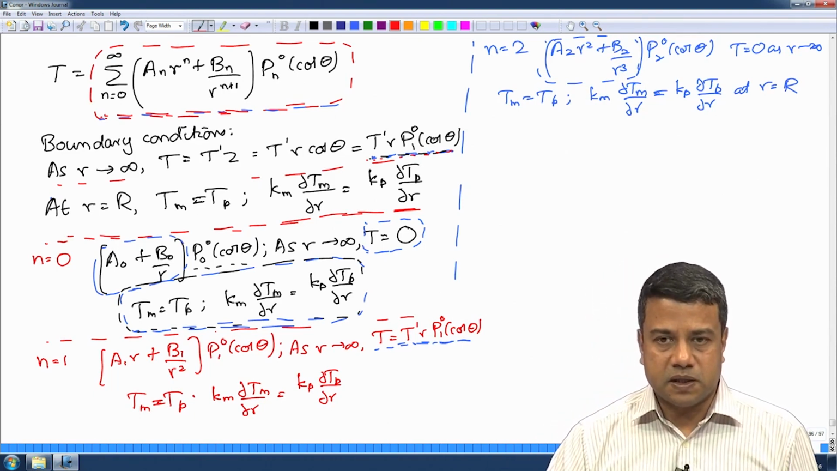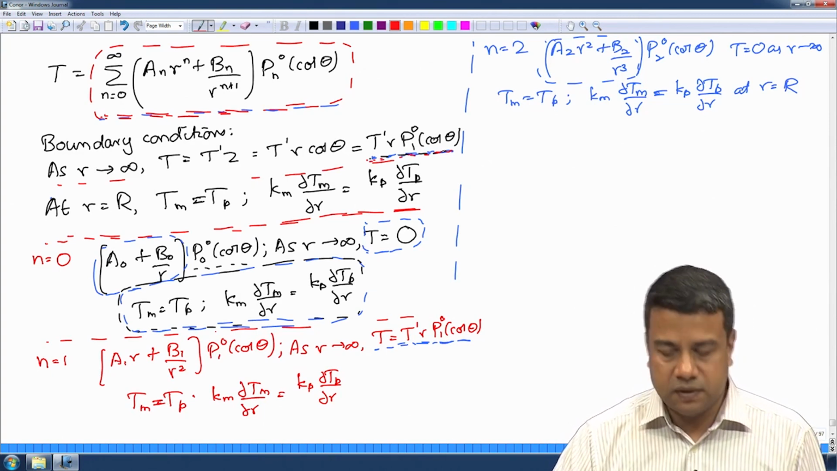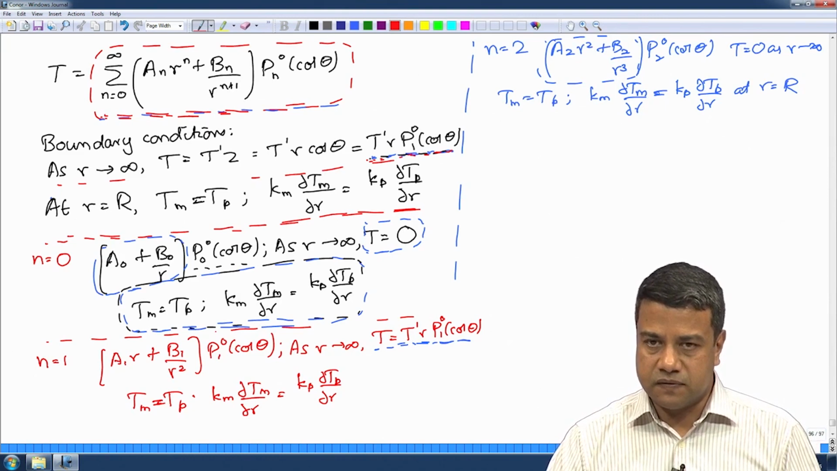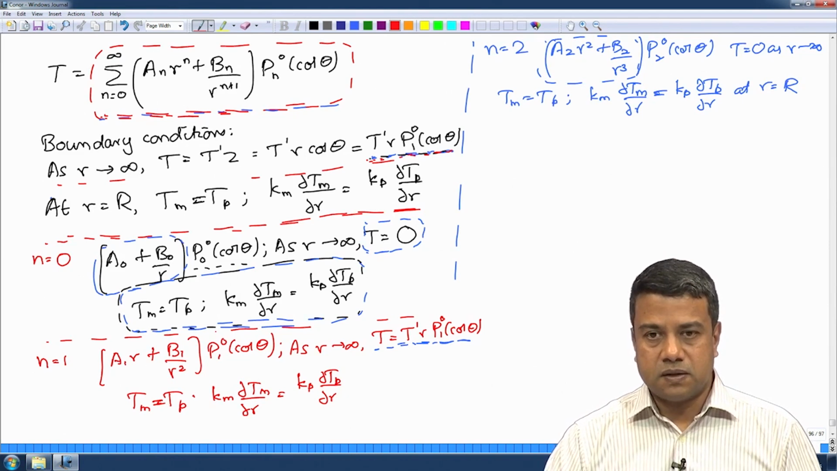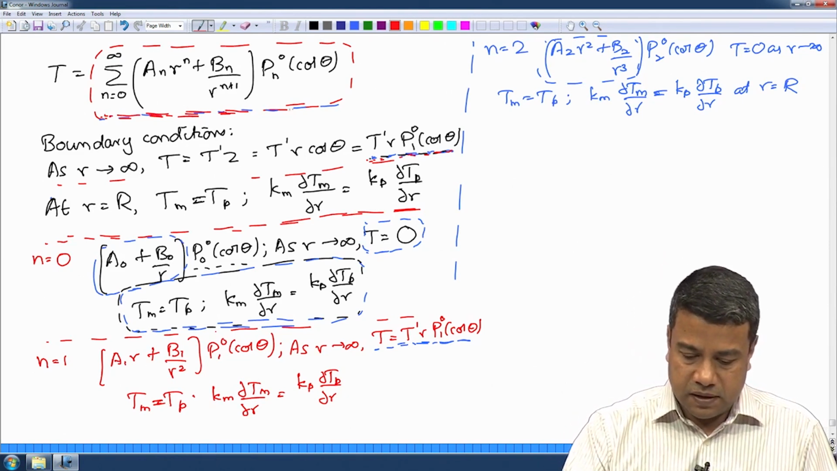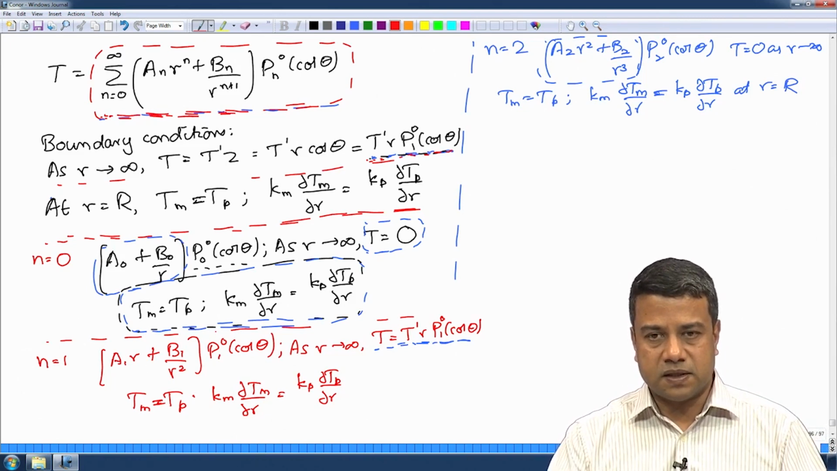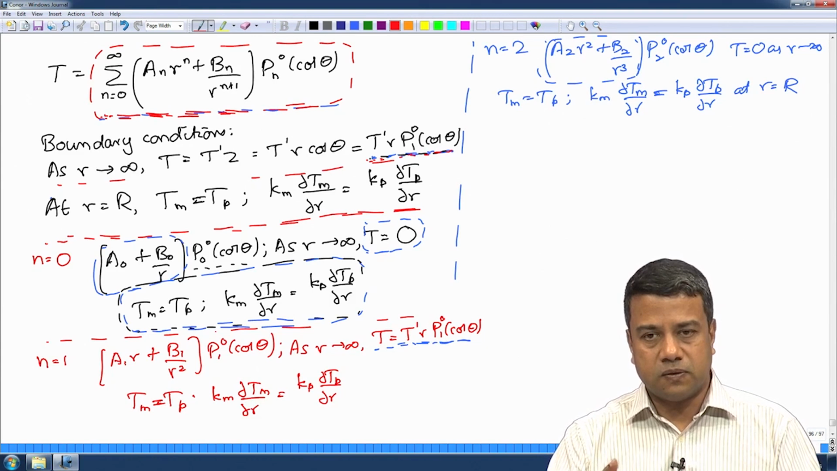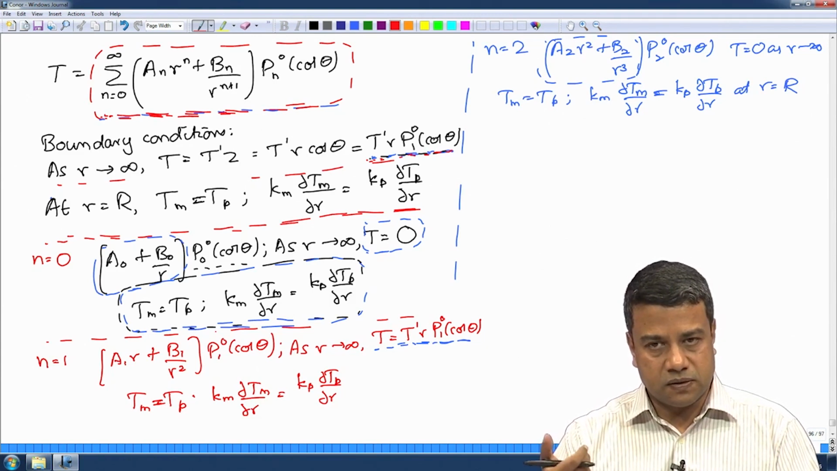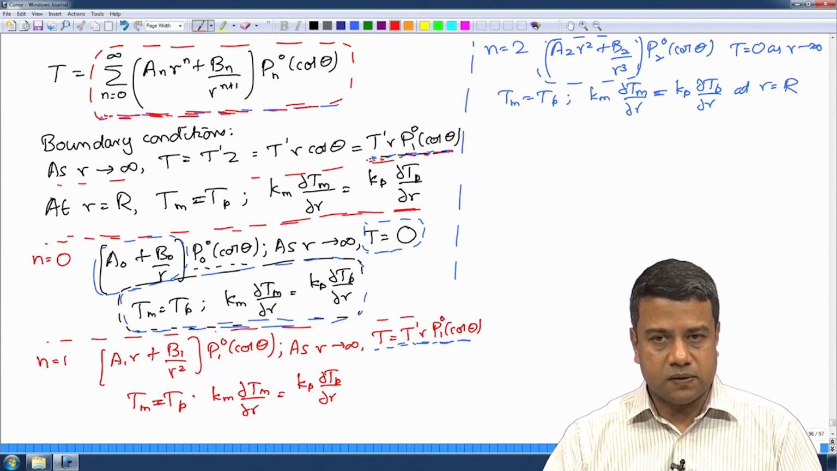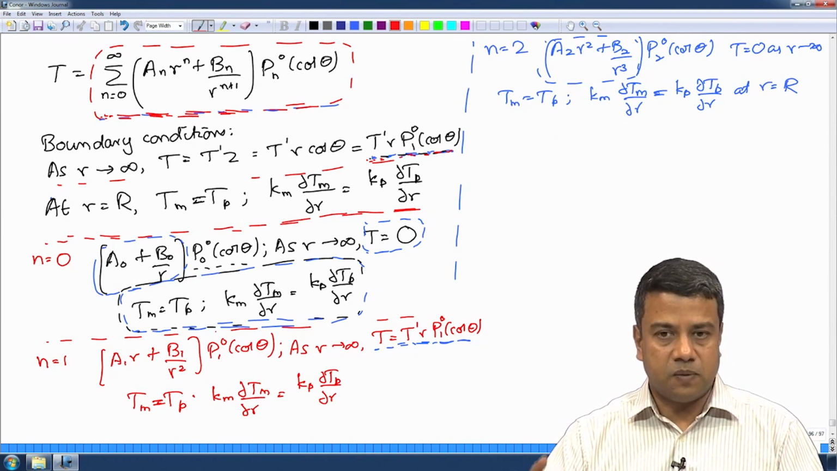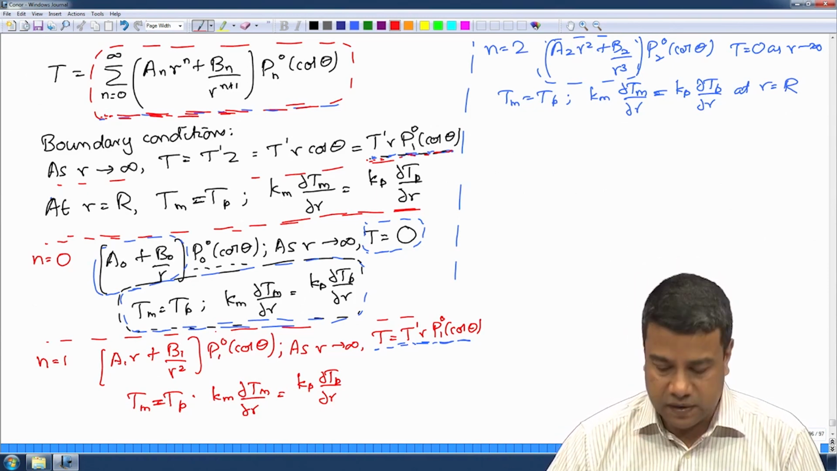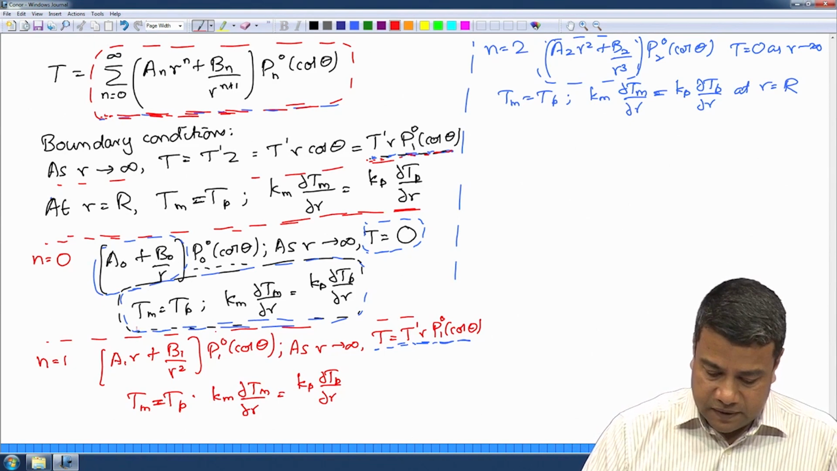In that expansion, there is a forcing function only for n equal to 1. The forcing functions for n equal to 0, n equal to 2, n equal to 3, etc. are all 0. So, if this is the solution and I write down the solution individually in terms of each Legendre polynomial, only for n equal to 1 will there be a non-zero value as r goes to infinity. For all others, for n equal to 0, 2, etc., the component of the temperature which is the coefficient of P0, P2, etc. will be 0 as r goes to infinity. And at the surface, we have these two boundary conditions.